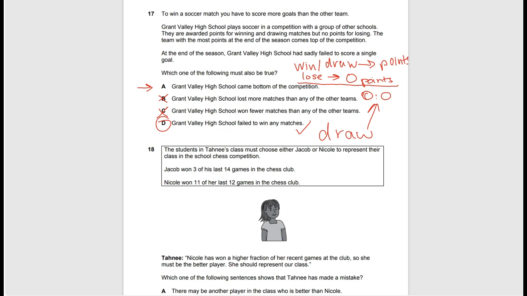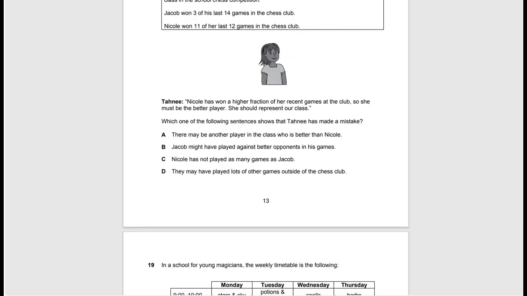So D is actually going to be our best answer, because this is true. They failed to win, so they won 0 matches because they did not score any goals at all. So the best answer for 17 is D. Moving on to question 18.